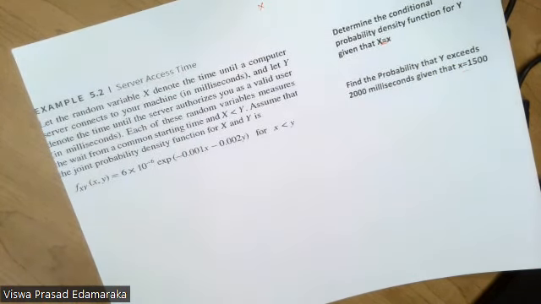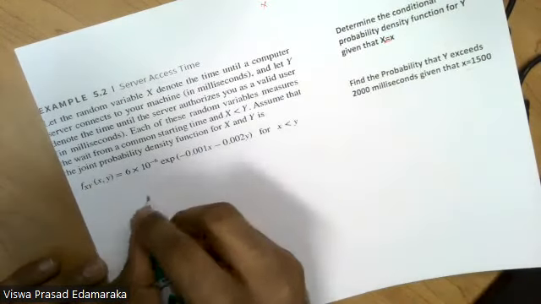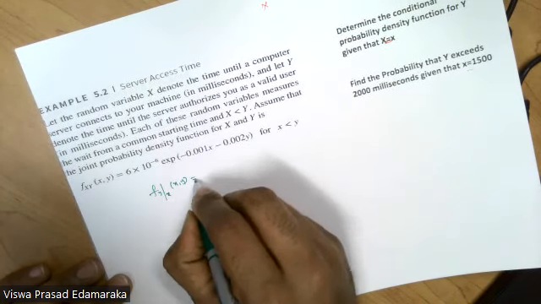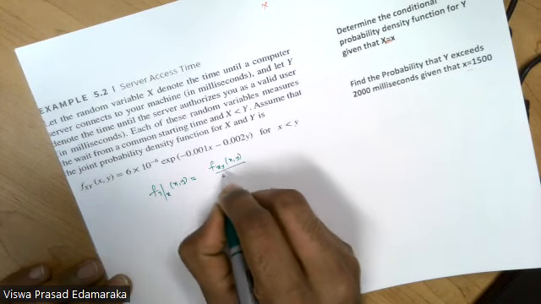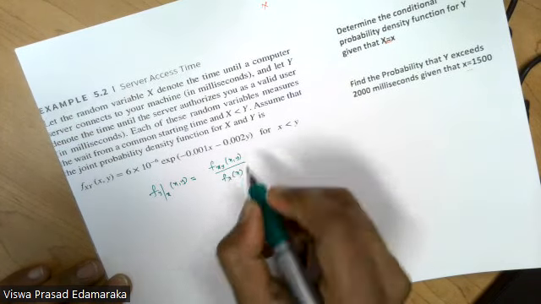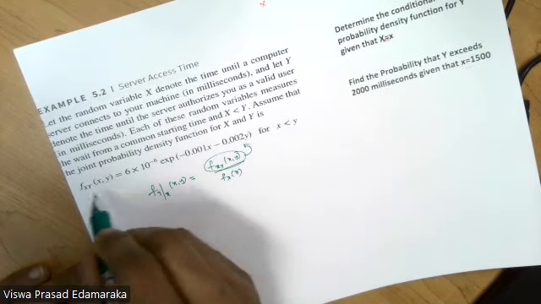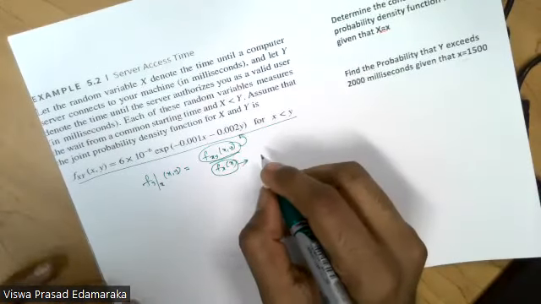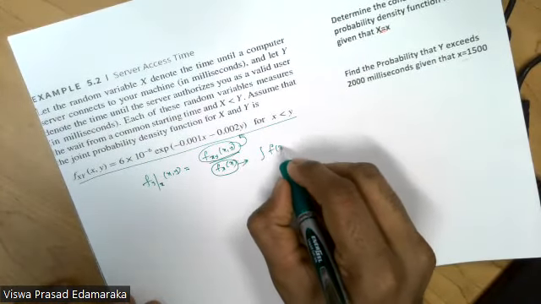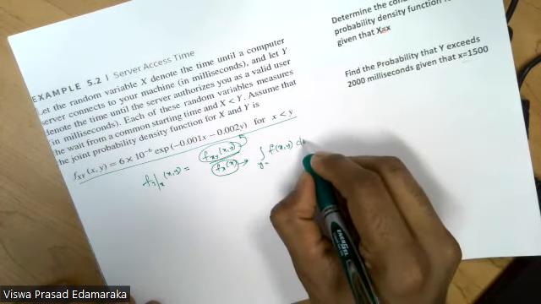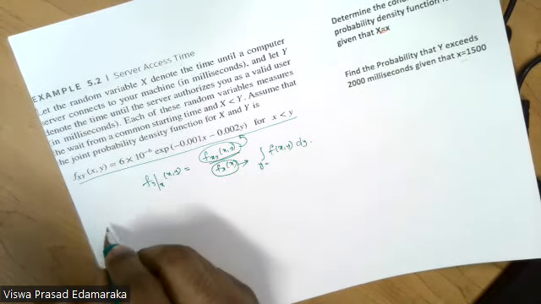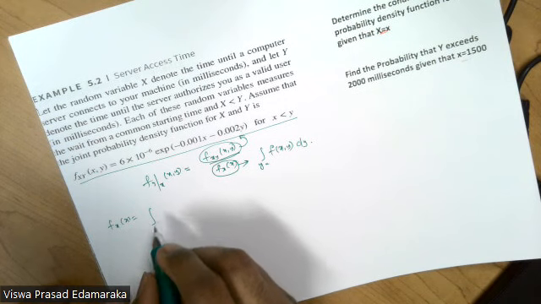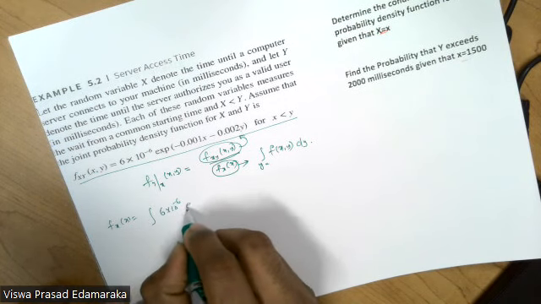But the concept is the same. The conditional f of y given x is f of x comma y divided by f of x. I have the function f of x comma y, but I do not have f of x. How can we find f of x? When I integrate f of x comma y with respect to y, we get f of x.